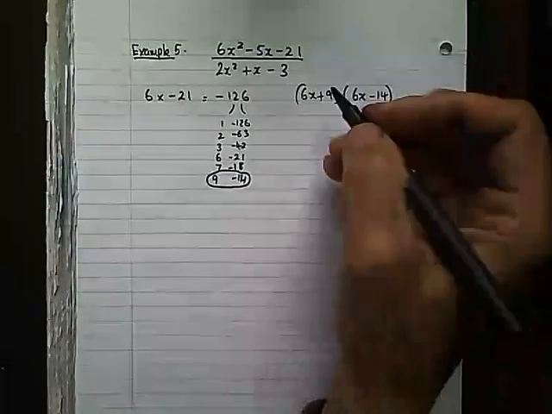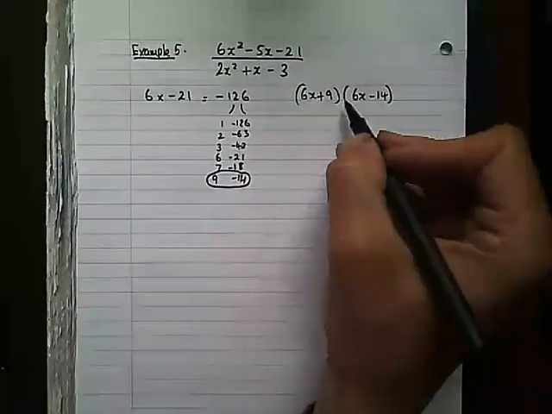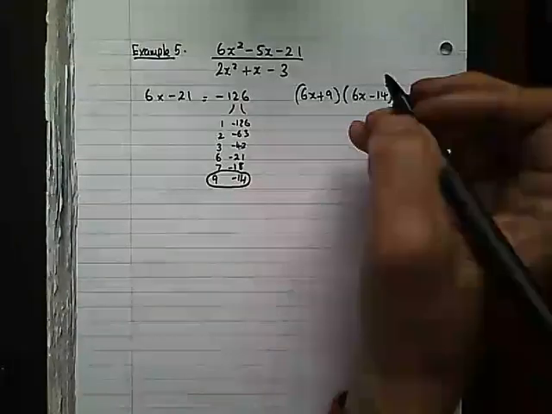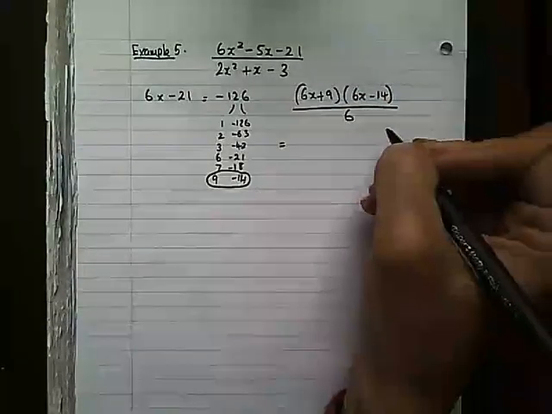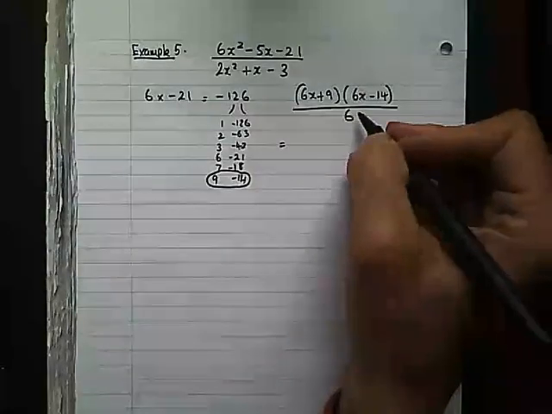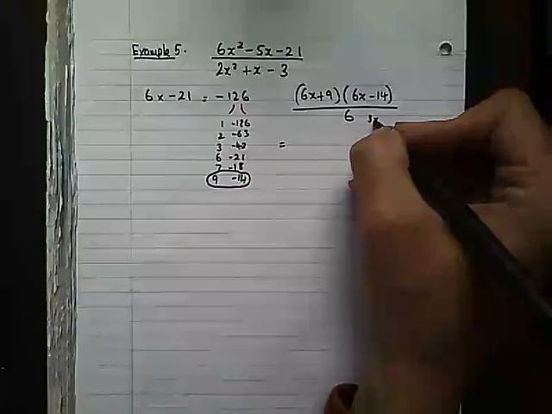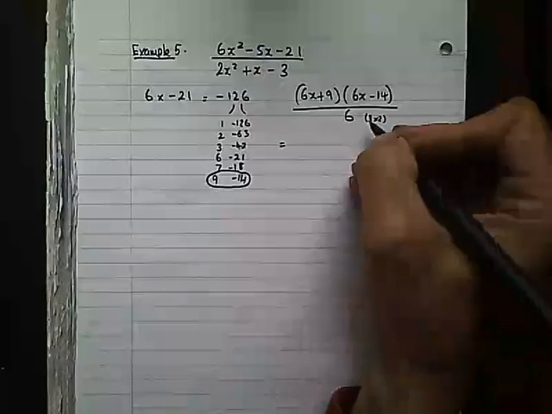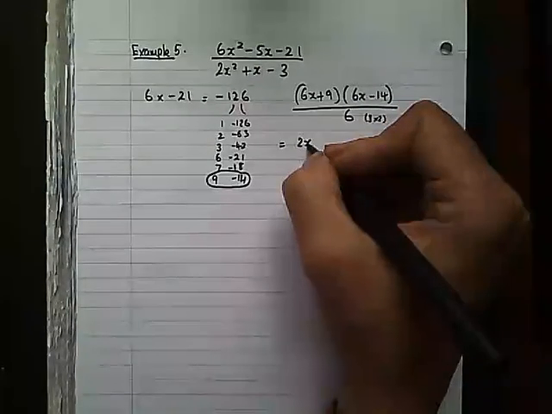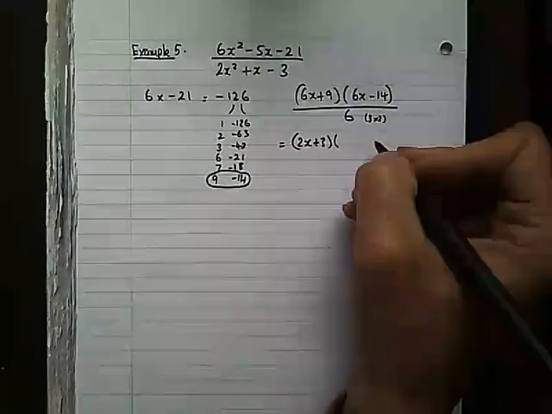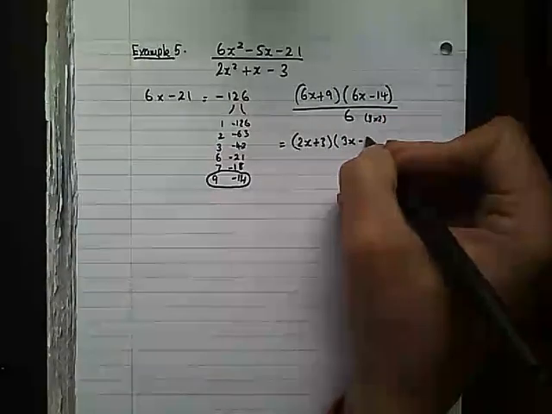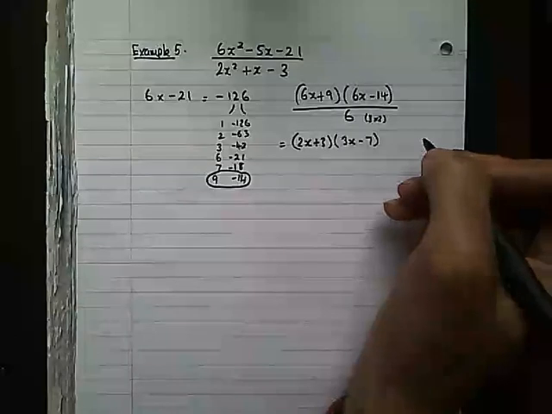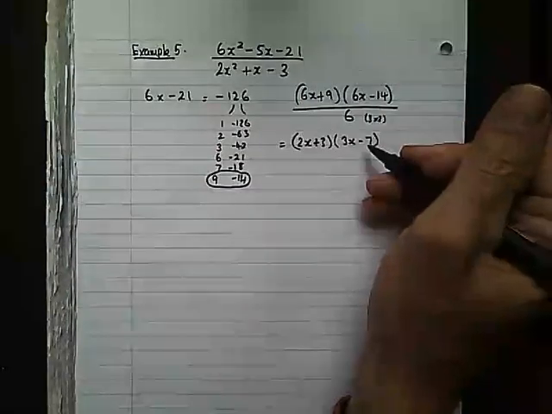But we want to divide through by a factor of 6 because we've got an extra factor of 6 going on. 6 can't go into either bracket, so we're going to break the 6 up into 3 times 2. 3 goes into the first bracket and we get 2x plus 3. 2 goes into the second bracket and we get 3x minus 7. So the numerator can be written as these two brackets.